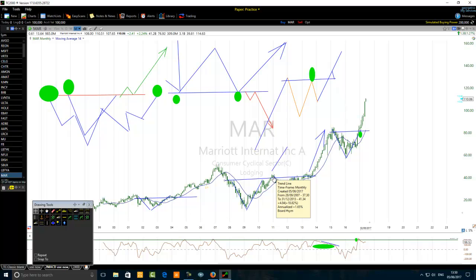Yeah, so here you see, it didn't go up straight away. It came back again, 1, 2, but the cycle points remain the same.